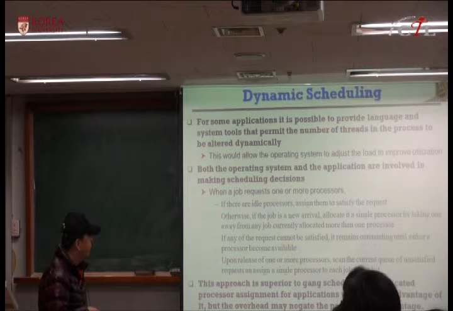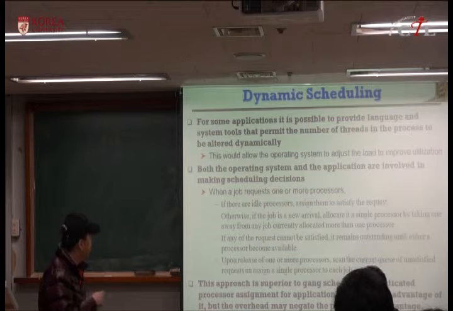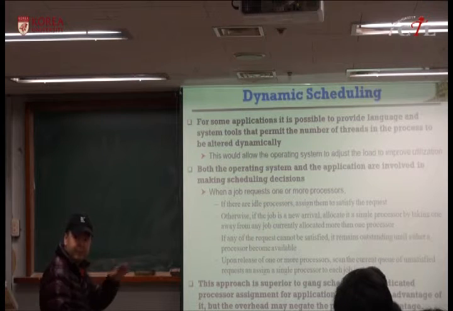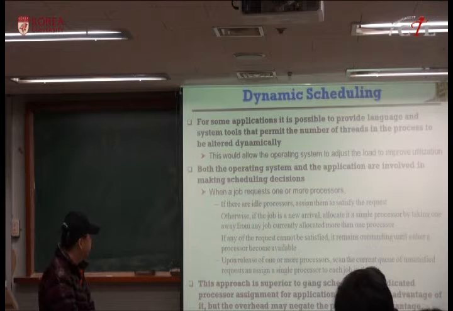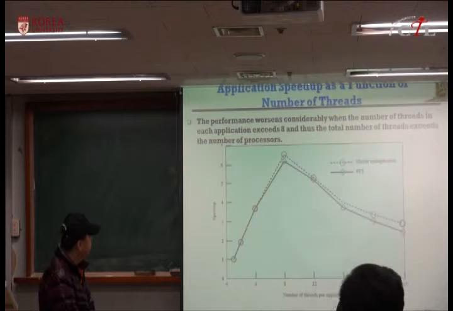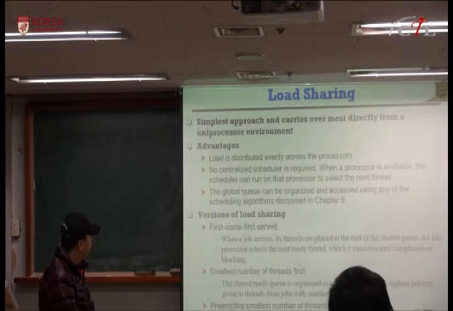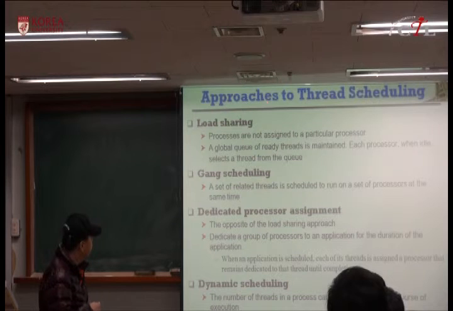Okay? So you can dynamically control the number of threads and also the scheduling. And this approach, dynamic scheduling, is superior to gang scheduling or dedicated processor assignment for applications that can take advantage of this dynamic thread change, but the overhead may negate the performance advantage. Okay, so we can use this kind of approach also. So these are the approaches taken by thread scheduling. So we have reviewed load sharing, gang scheduling, dedicated processor assignment, and dynamic scheduling.